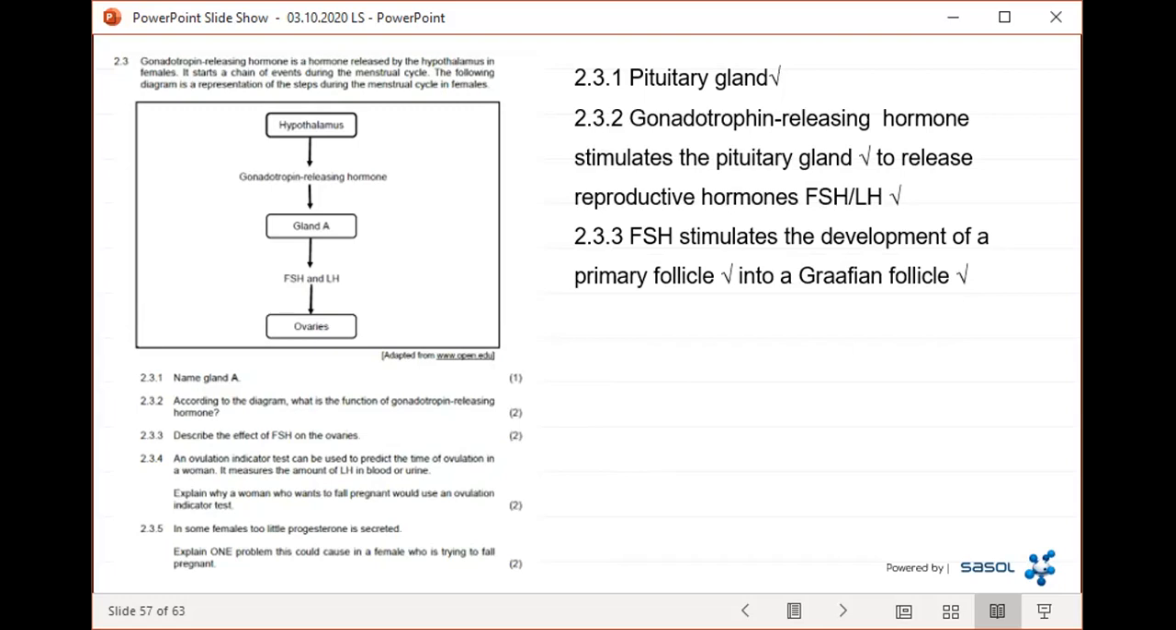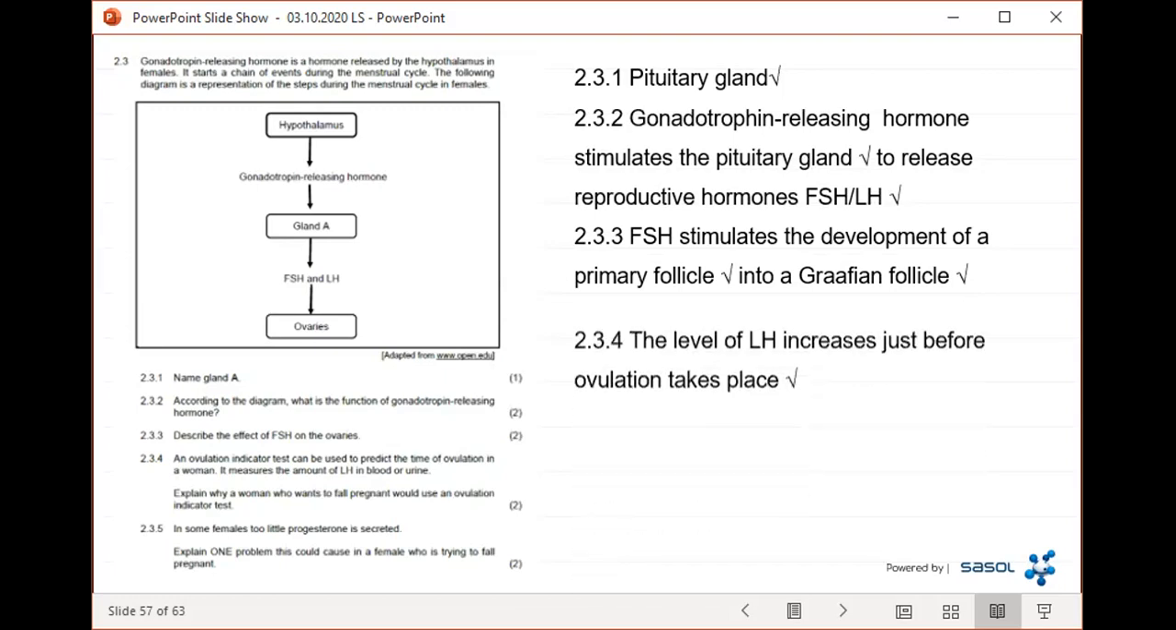Then question 2.3.4. An ovulation indicator test can be used to predict the time of ovulation in a woman. It measures the amount of luteinizing hormone in the blood or the urine. And then it says, explain why a woman who wants to fall pregnant would use an ovulation indicator test.